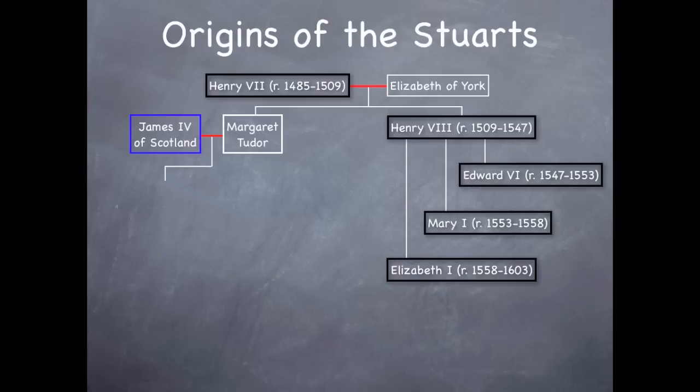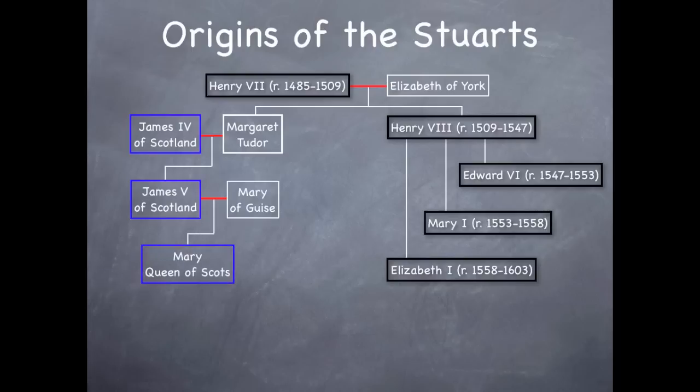He married a rather fiery French lady by the name of Mary of Guise, and James V was succeeded by their even more fiery daughter. You've probably heard of her, Mary, Queen of Scots.